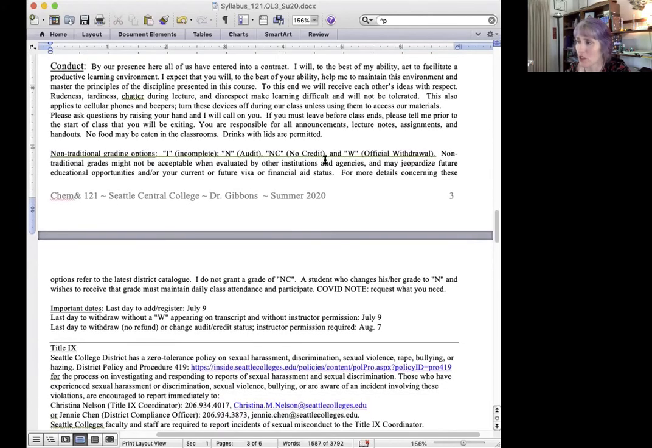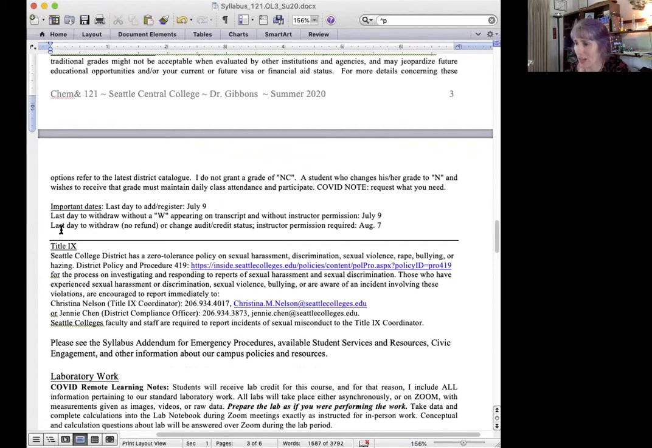As for non-traditional grading options, I don't normally give an N, so typically your best bet is to take the class again for a better grade. But if you need a non-standard grading option, let me know and we'll see what we can work out.